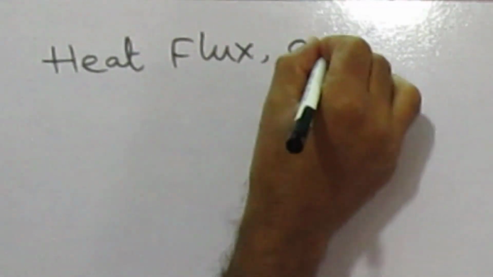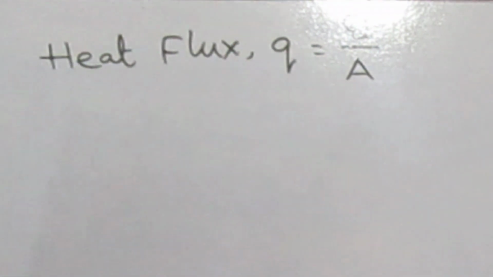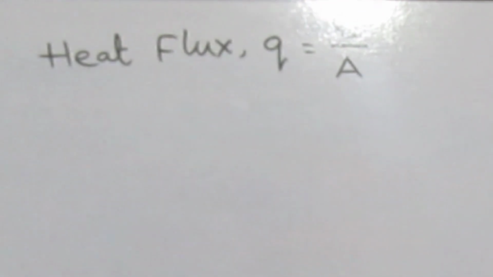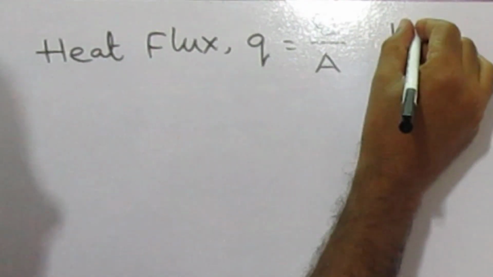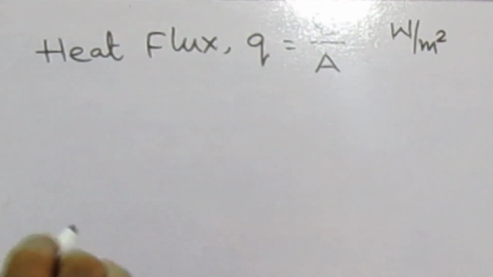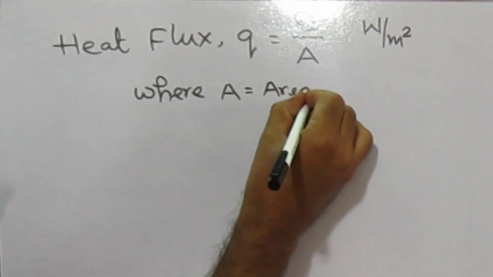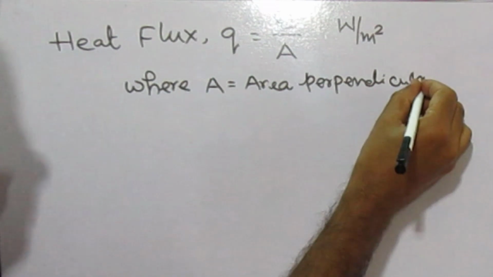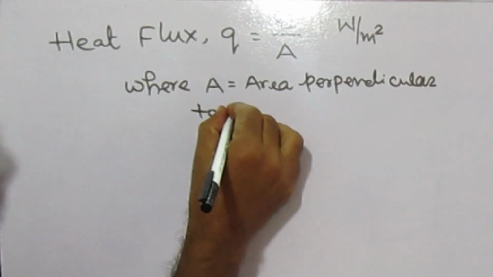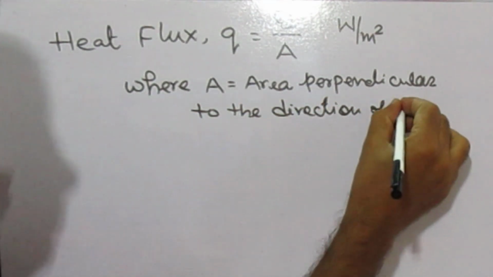Heat flux q equals heat transfer rate Q divided by A, where A is the area perpendicular to the direction of heat flow. The unit is watt per meter square.